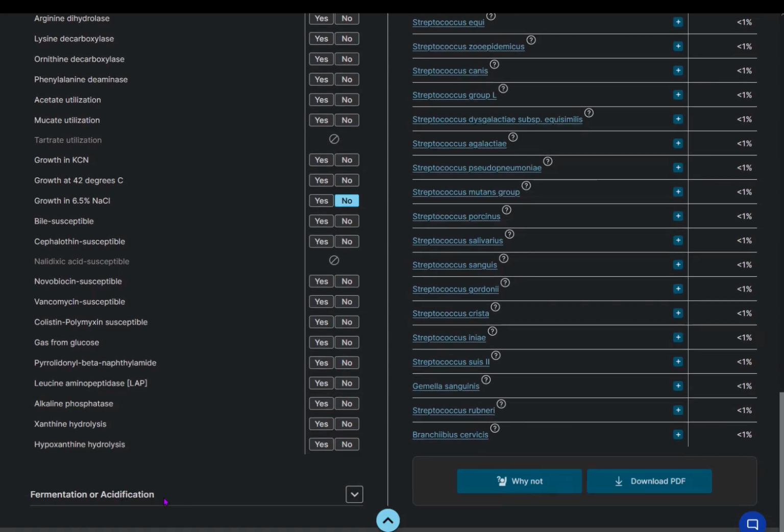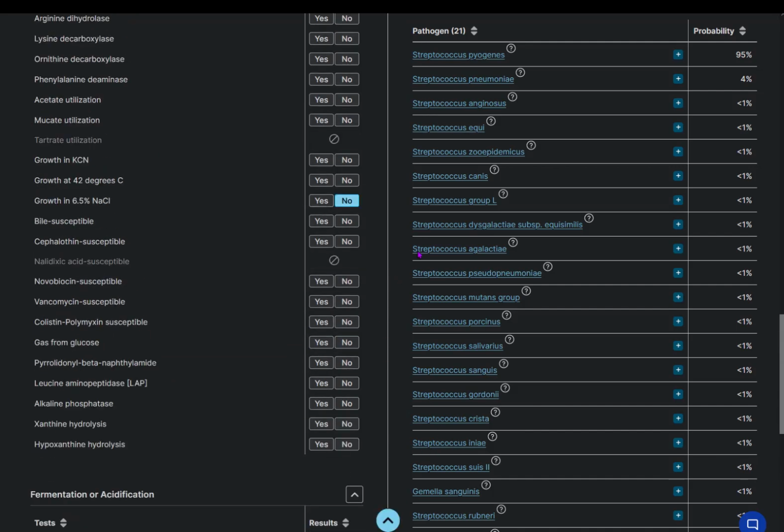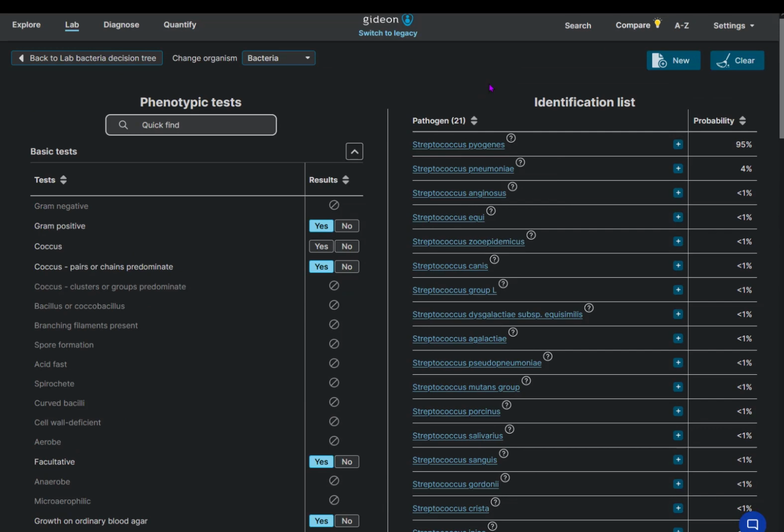And then here you get fermentation, acidification of different carbon sources as well. So you have a lot of different choices. And we had the lactose, but it didn't grow in MacConkey agar, so we don't know. And it did not grow in salt either, so we don't know about the mannitol. Alright, so let's see what we have. So our top results are Streptococcus pyogenes, Streptococcus pneumoniae, and anginosus, and a couple of other ones.